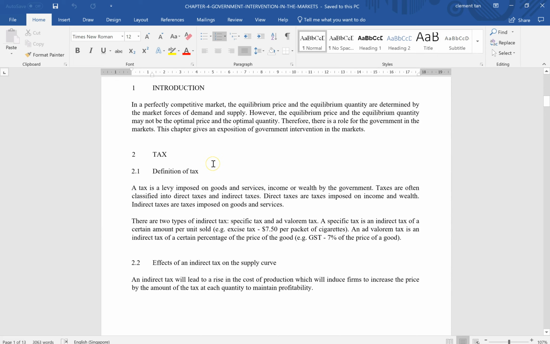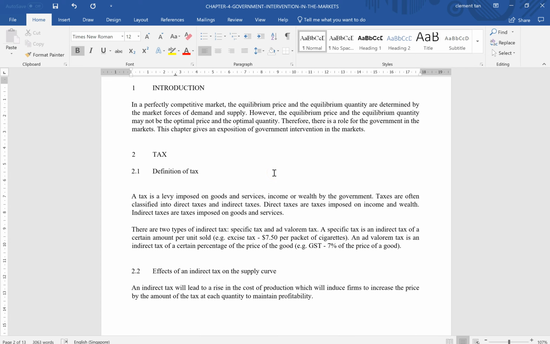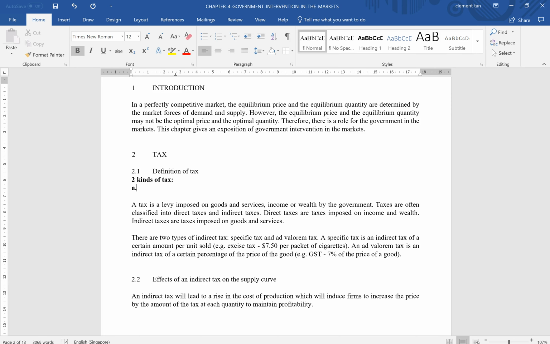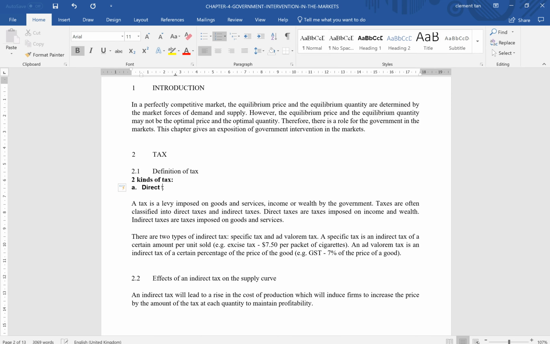So definition of tax. There are basically two kinds of tax. So just remember that. I just write it here. A, your direct tax. What is direct tax? Direct tax is just taxes on income directly. They tax your income directly.